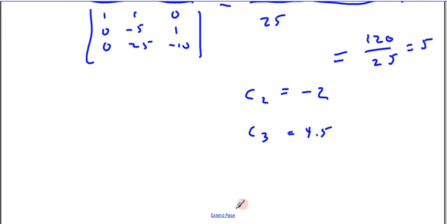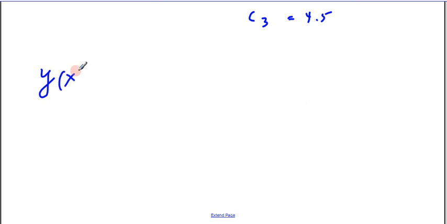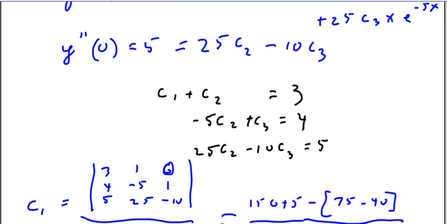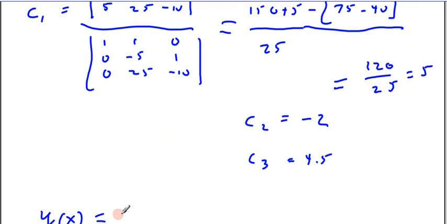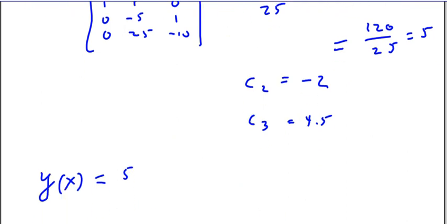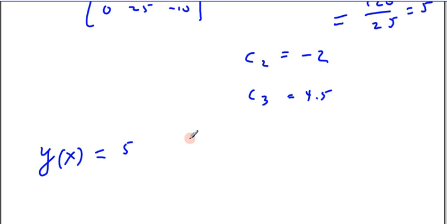And, well, I don't know about that. Y of x is going to be C1, which is 5, minus 2 e to the minus 5x plus 4.5 x e to the minus 5x. Well, I'm looking in the back of my book real quick to see whether or not my author agrees with me, because I'm thinking that that doesn't look right. But you can't really tell with differential equations looking right and wrong.